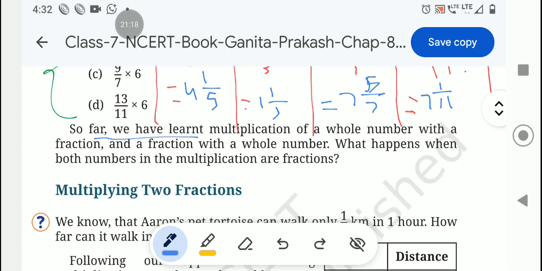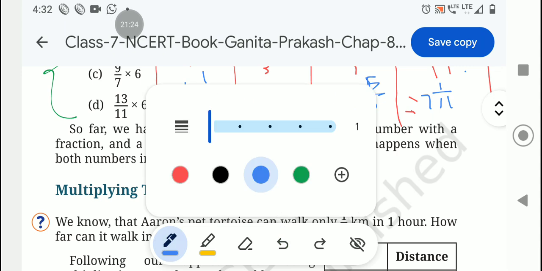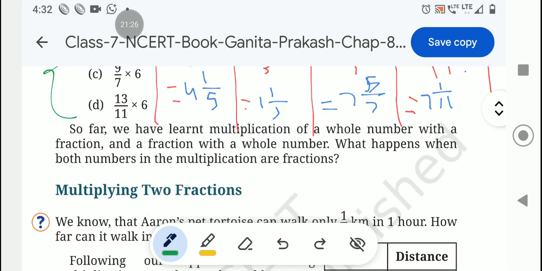So far we have learnt about multiplication of a whole number with a fraction, and a fraction with a whole number. What happens when both numbers in the multiplication are fractions?